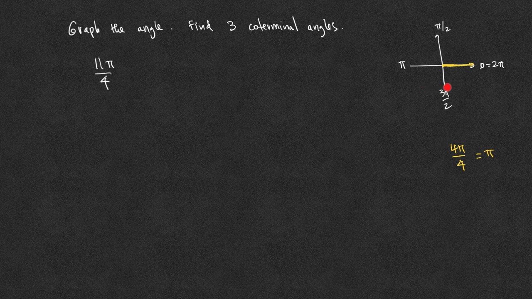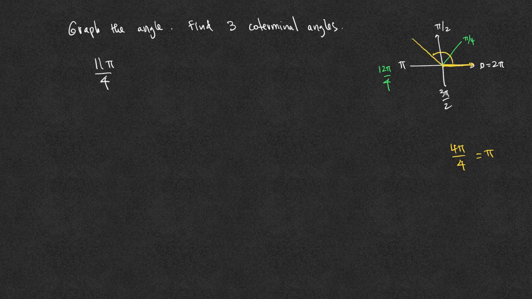Another 4 pi over 4 counterclockwise, positive angles, is 8 pi over 4, which is 2 pi. Another 4 pi over 4 would give us 12 pi over 4, which overshoots 11 pi over 4. So we would go back. Keep in mind that this is 12 pi over 4 already, and this is 1 pi over 4 from the positive horizontal axis. And so we need to go back 1 pi over 4 from 12 pi over 4.